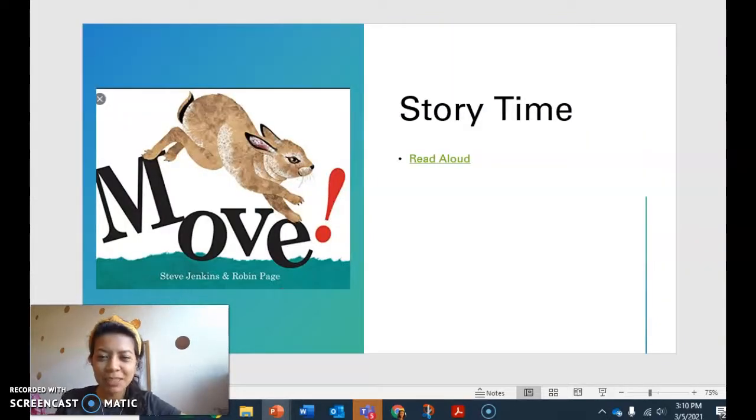It is storybook time. Go ahead and press pause here and click the link that you see. In today's story, you're going to be reading Move. And in this book, you're going to be seeing different animals and ways that they move.